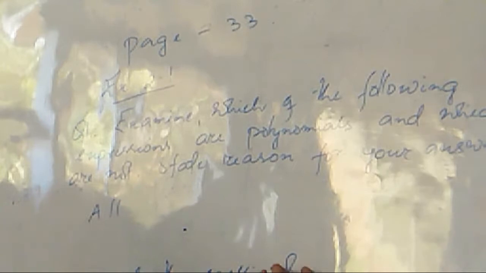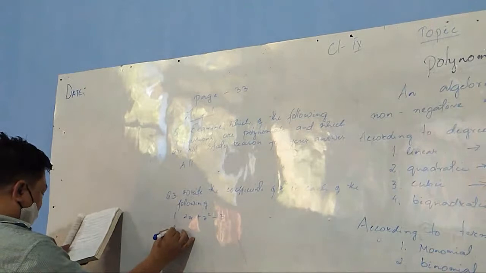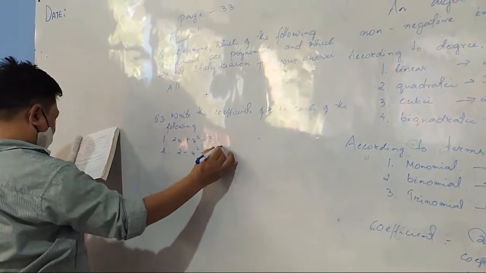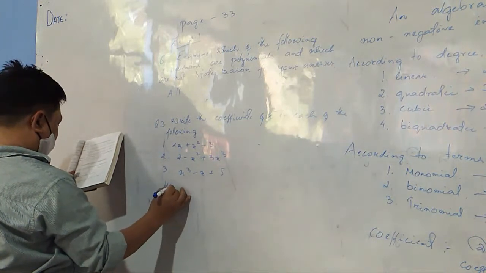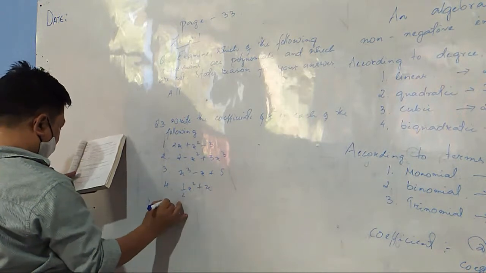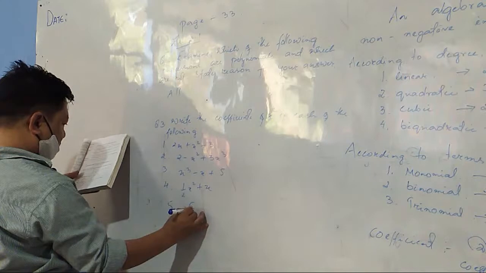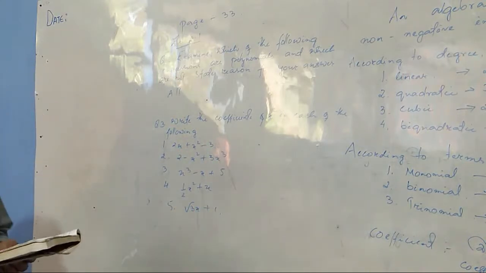Roman number, it will be all. And question number 3, write the coefficient of x squared in each of the following. And this will be your assignment for this week.